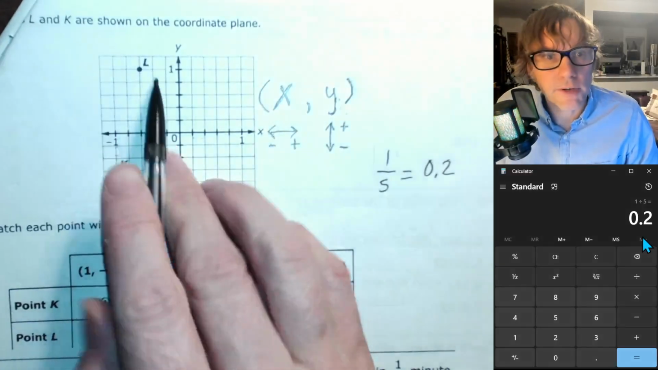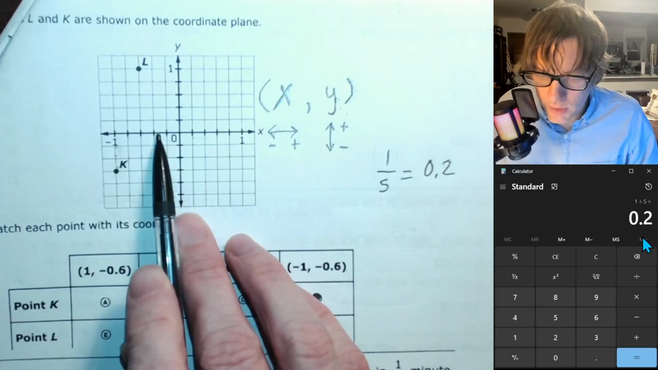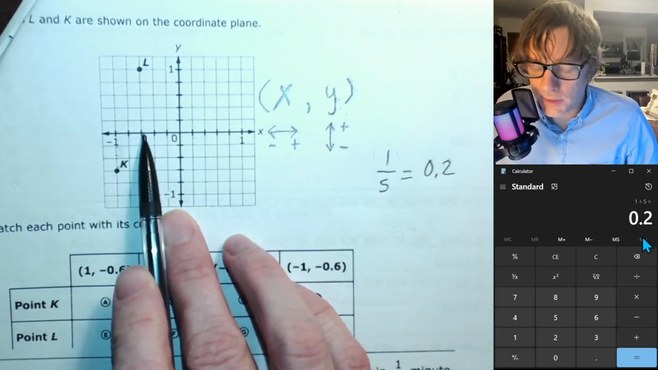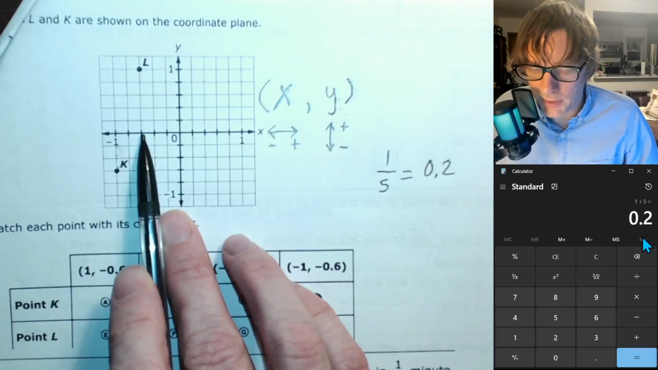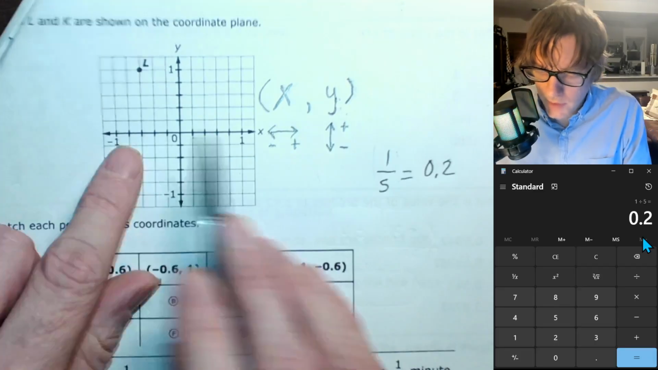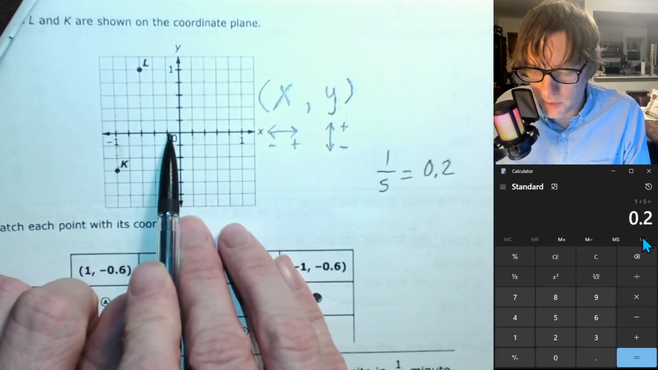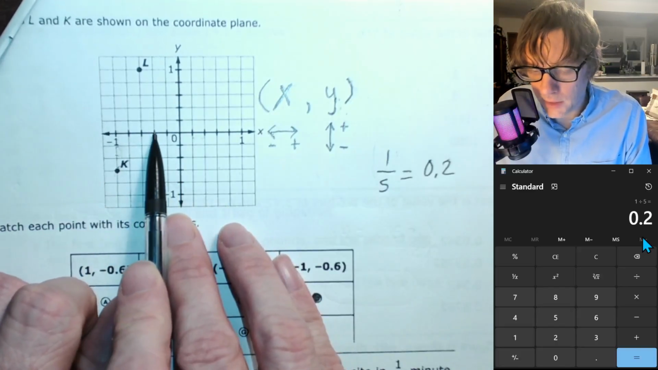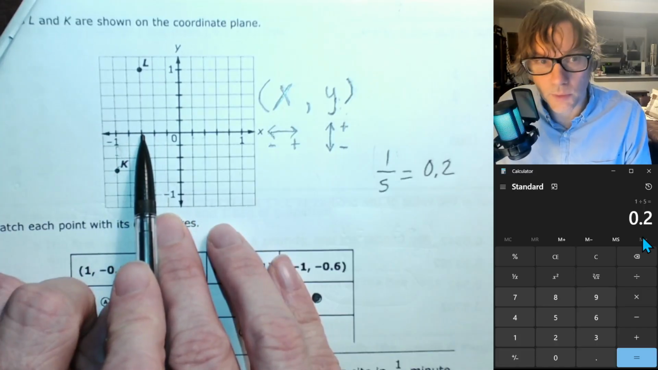All right, so now we're moving on to point L. And point L is over here. So how far left is it? Well, it's 1, 2, 3 grid marks on our coordinate plane. So that's going to be, remember, every time you move it's 0.2. So it's 0.2 negative, negative 0.4, and negative 0.6.